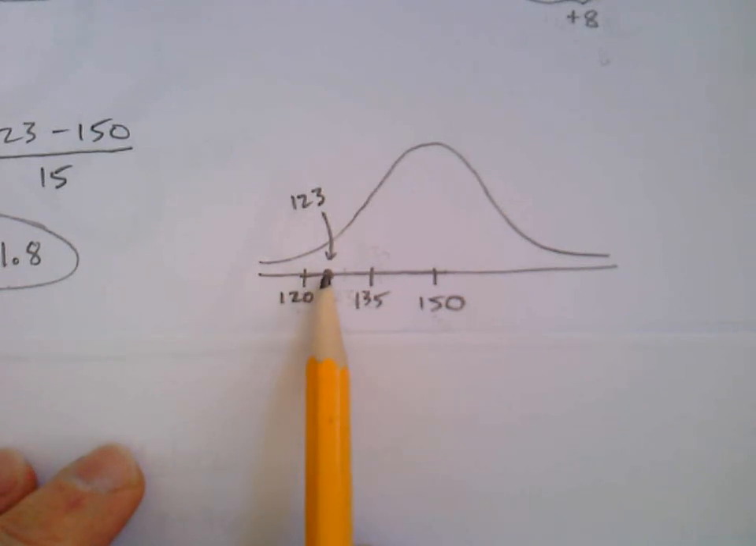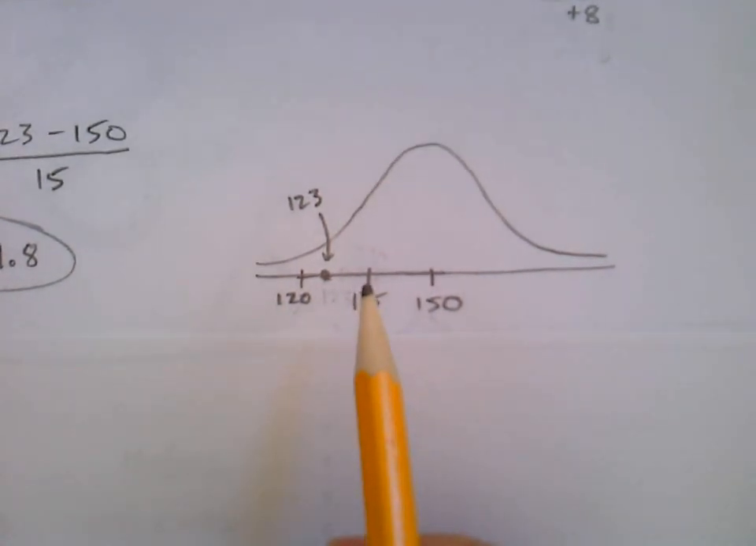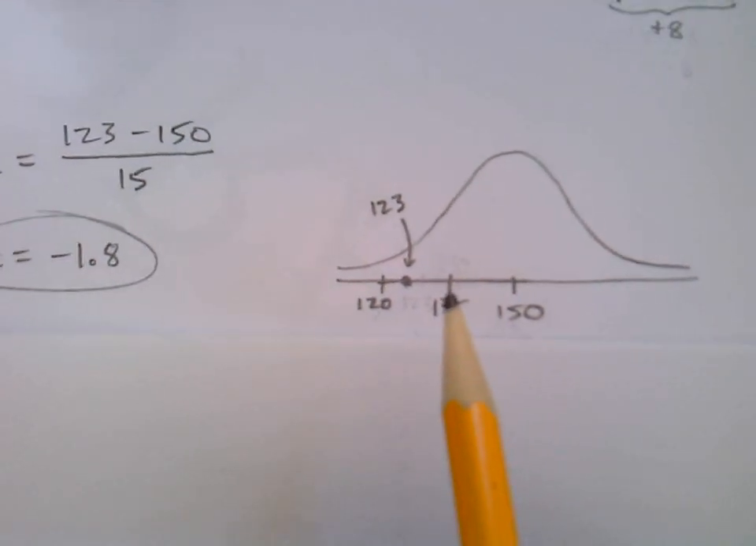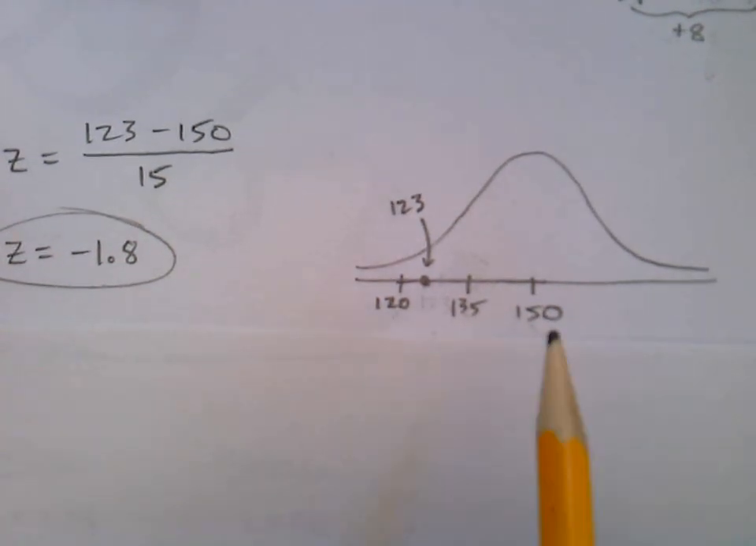The value in question is 123. Okay, well, it's quite a bit past 1 standard deviation, but not all the way to 2 standard deviations below. And so exactly how many is that? Well, that's what we calculated. It's negative 1.8 standard deviations below that mean of 150.